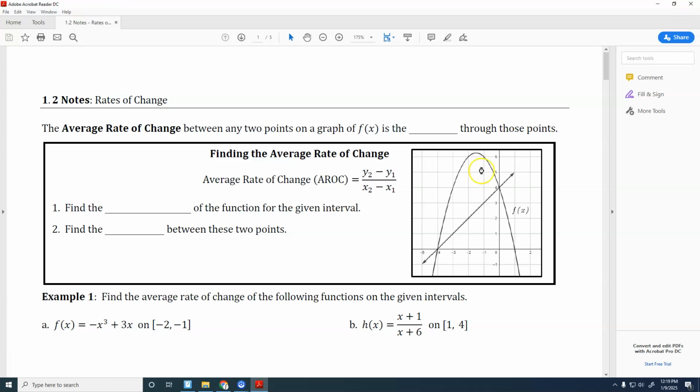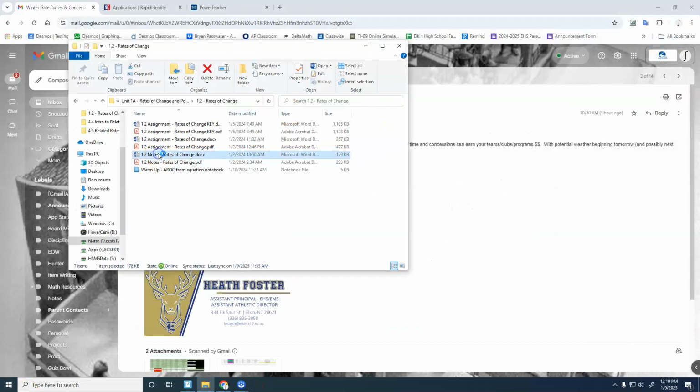I opened the wrong thing, though, because I can't write if I open the PDF. I need the Word document.